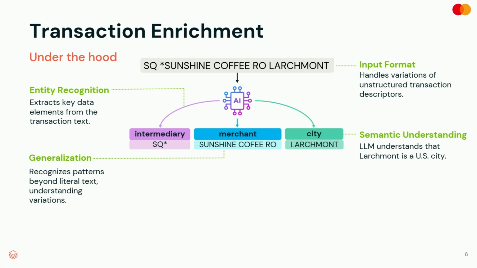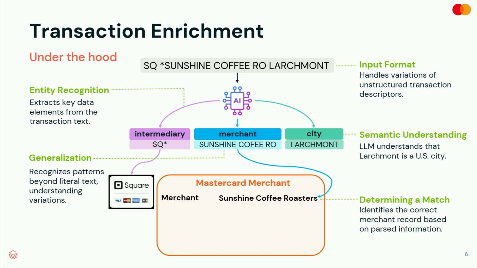Semantic understanding comes hand in hand with that. The LLM understands that Larchmont is a US city, and it also understands the location hierarchy. So it understands that there are certain zip codes related to this city. It also understands that Larchmont is part of a certain US state and the US as a country, etc. In addition to that, we have cities which are present in multiple US states, such as Springfield, right? And the LLM also knows that, and that's all utilized while parsing these transactions.